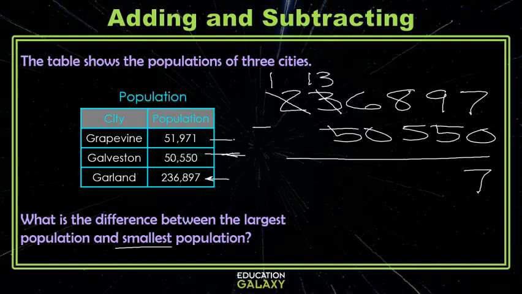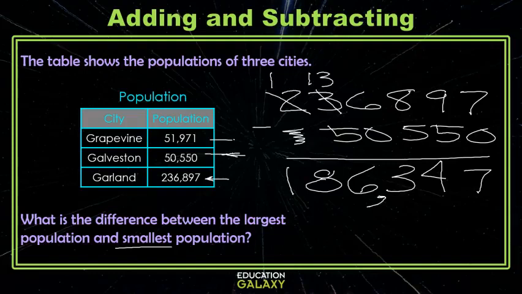7 minus 0 is 7, 9 minus 5 is 4, 8 minus 5 is 3, 6 minus 0 is 6, 13 minus 5 is 8, and 1 minus nothing is 1. And you're all done. Okay, now it's your turn to practice adding and subtracting.